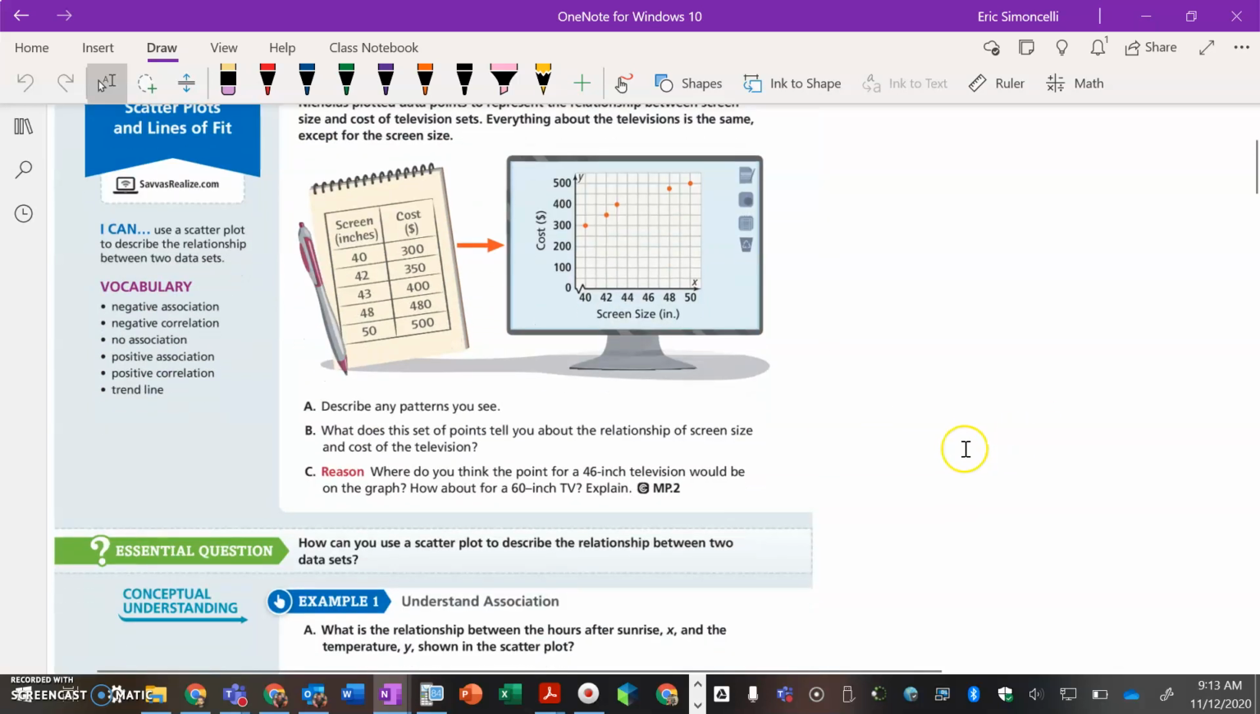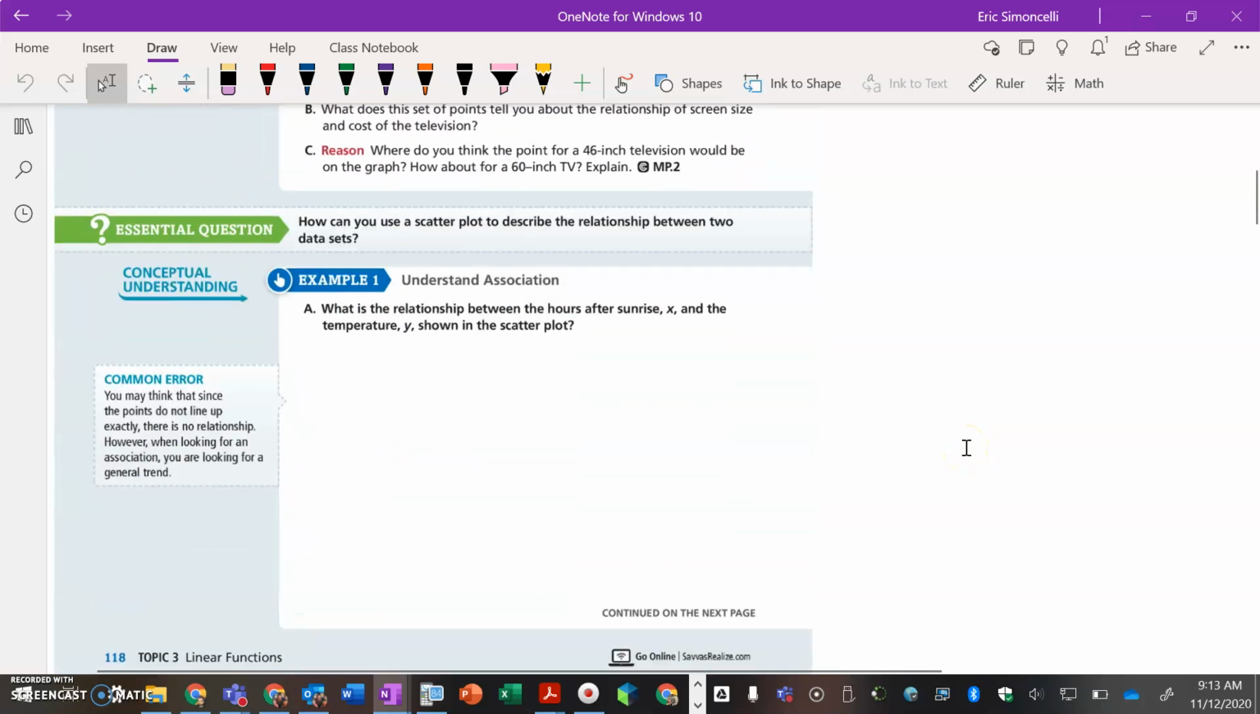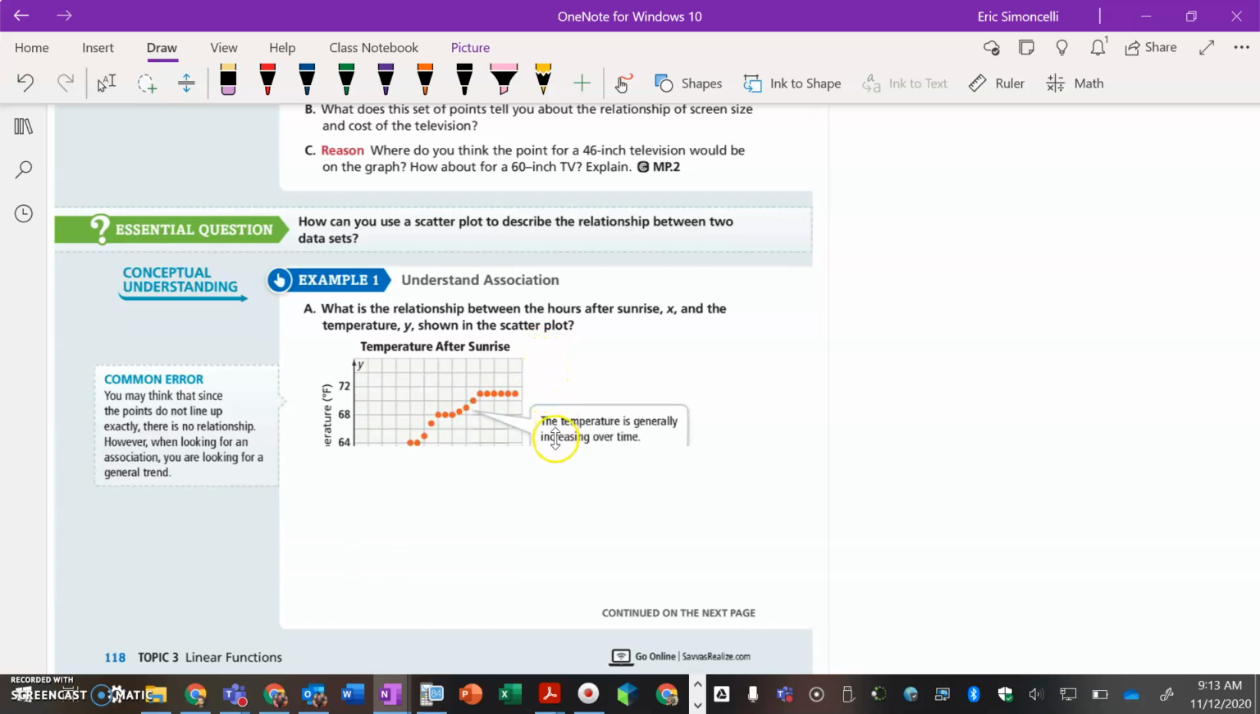And that's going to lead into our example 1 for today. Understand association. What is the relationship between the hours after sunrise, X, and the temperature, Y, shown in the scatter plot? So we'll take a look. Temperature after sunrise in degrees Fahrenheit on the Y-axis, and on the X-axis, hours after sunrise. So you have time versus temperature.